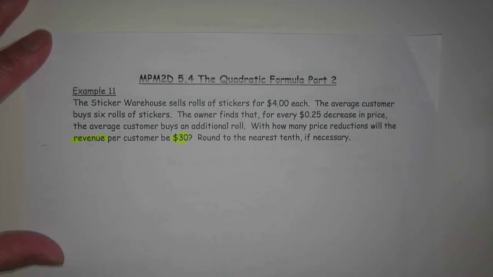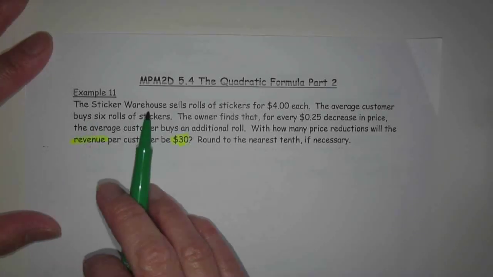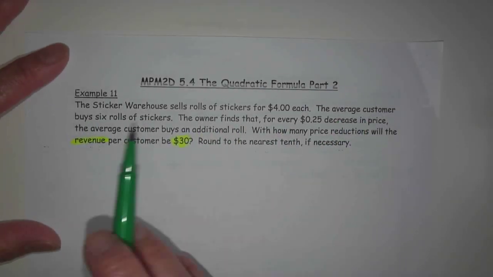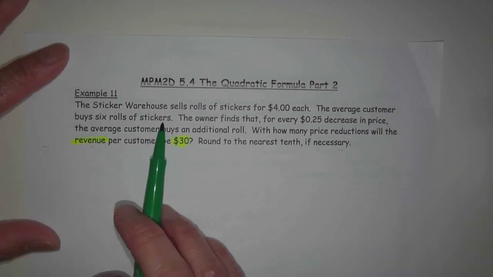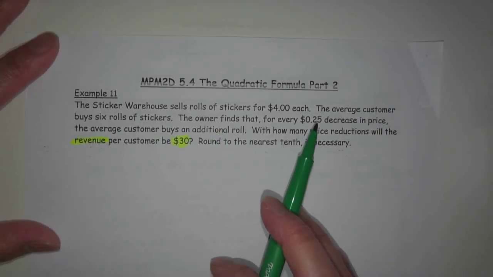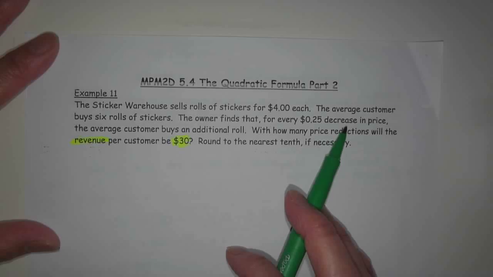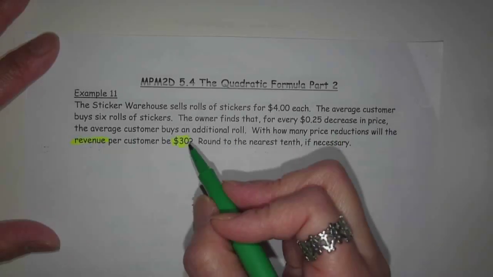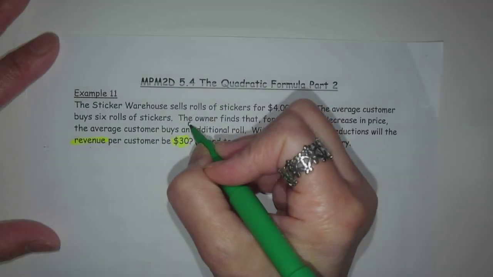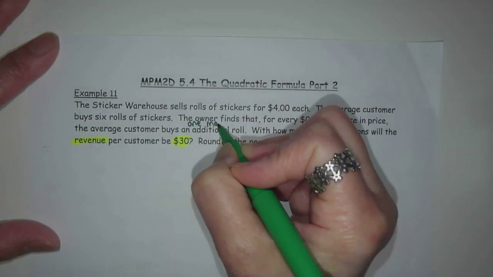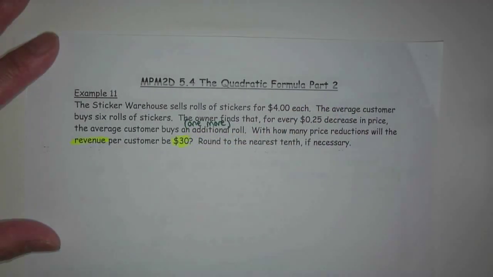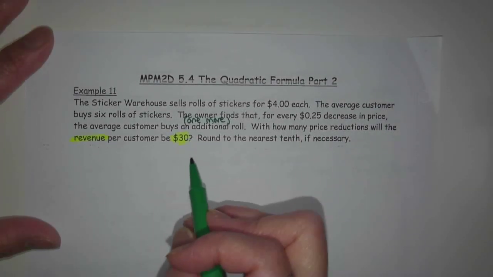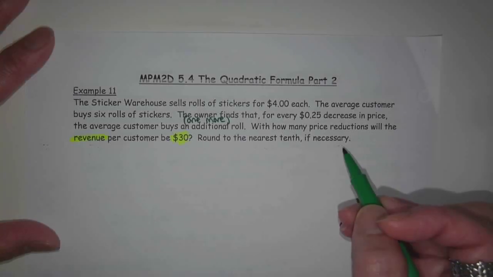Now let's look at this again. We've got a sticker warehouse. They're selling rolls of stickers for $4 each. The average customer buys 6 rolls of stickers. The owner finds that for every 25-cent decrease in price, the average customer will buy an additional roll. So an additional roll means one more. How many price reductions will the revenue per customer be? 30. So how many times you have to reduce the price?